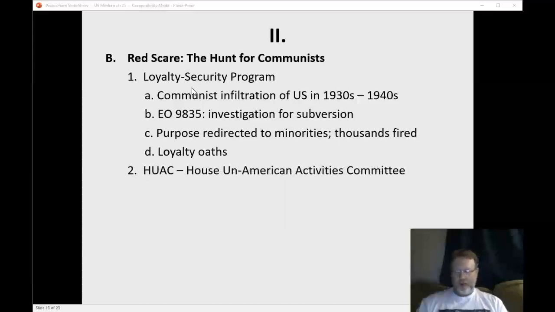HUAC has also created the House Un-American Activities Committee. This is in the House of Congress, the House of Representatives. It was led by Martin Dies of Texas. He was a Texas congressman.